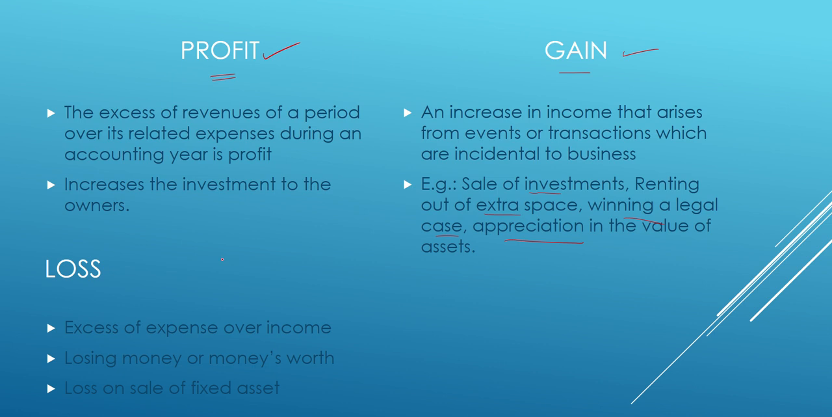Okay. Now what is loss? If the expenses are more than the income, it is called loss. And if the company loses any money or money's worth through theft or fire accident or any other calamities, that will also be named as loss. And if the company makes a loss while selling fixed assets... if I make a profit while selling an asset, it is called gain, whereas if I make a loss, it is called loss only.